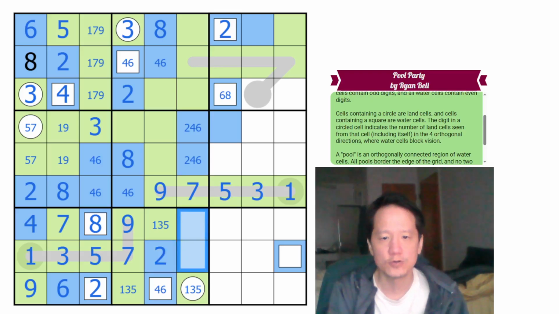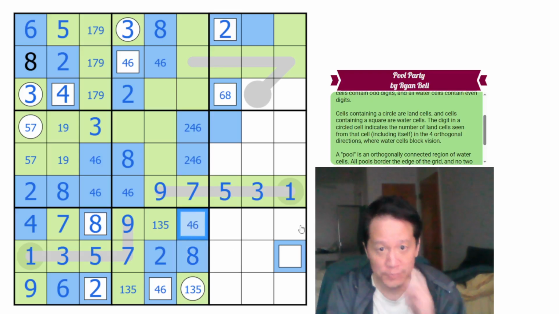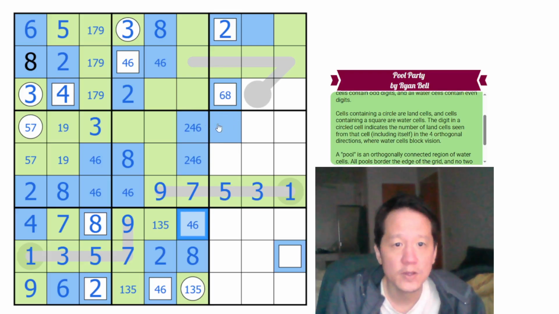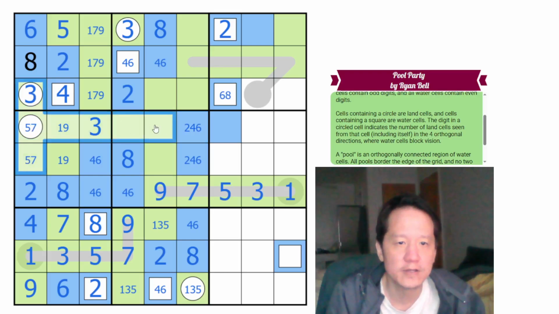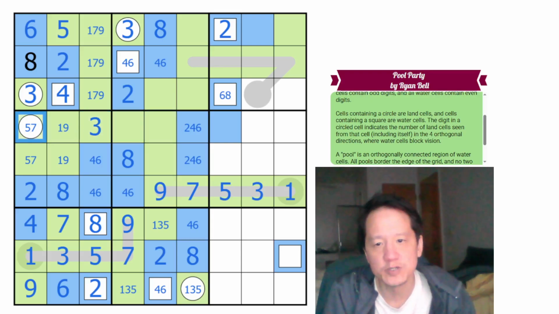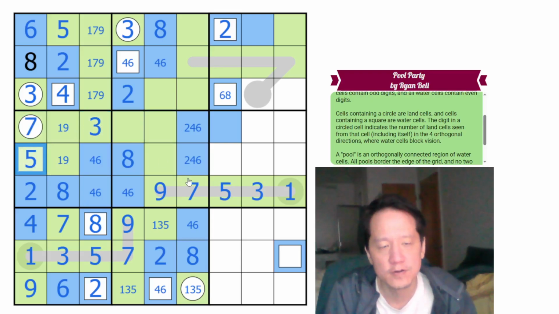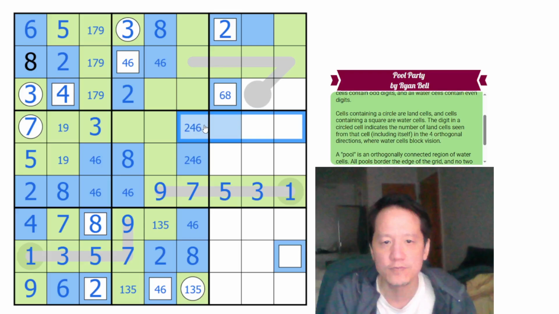And this must be 4, 6, or 8, but this can't be 8, so this must be 8. And this is 4 or 6. We have 5 land cells. Okay, so this sees 7 land cells. 1, 2, 3, 4, 5, 6, 7. So this must be 7, which makes this a 5. We have 5 land cells in row 4, which eliminates land cells in the rest of the row. So these have to be water cells.